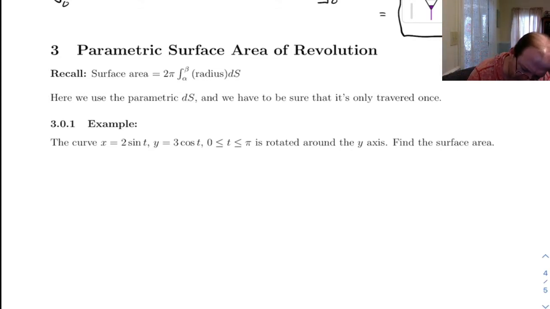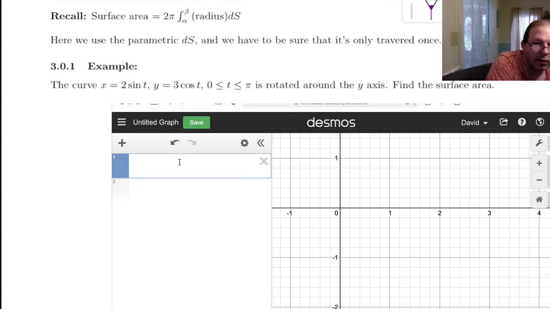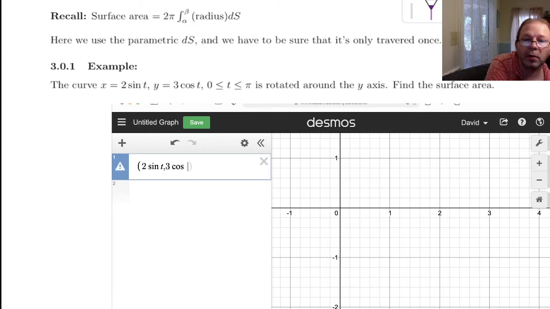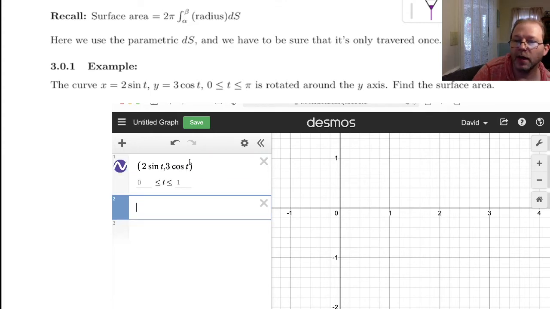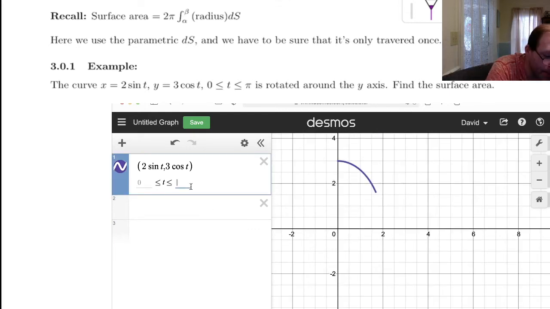The curve x equals 2 sine t, y equals 3 cosine t, and t goes from 0 to pi, is rotated around the y-axis. Find the surface area. So first up, let's look at what this looks like so we can get a decent drawing of it. We've got x equals 2 sine t, and y is 3 cosine t, going from 0 to pi. So it gives us half of an ellipse.